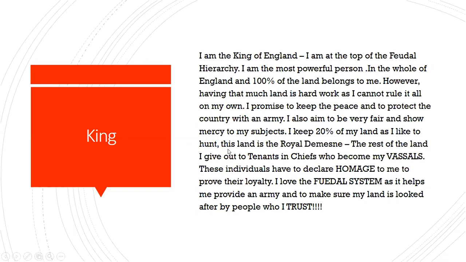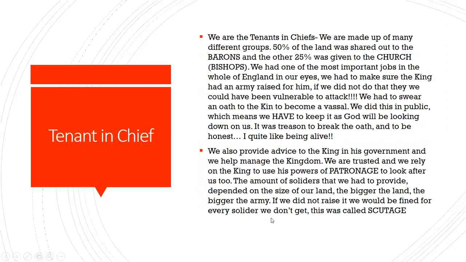He keeps 20%, and this land's known as the Royal Demesne. The rest of the land he gives out to tenants-in-chief, who become his vassals, someone who has land, as long as they declare homage to the king to prove their loyalty. The king loves this system. It helps him have an army and make sure that his land is looked after by people who he trusts. These people here, the tenants-in-chief, were made up of many different groups. 50% of the land was shared out with the barons.